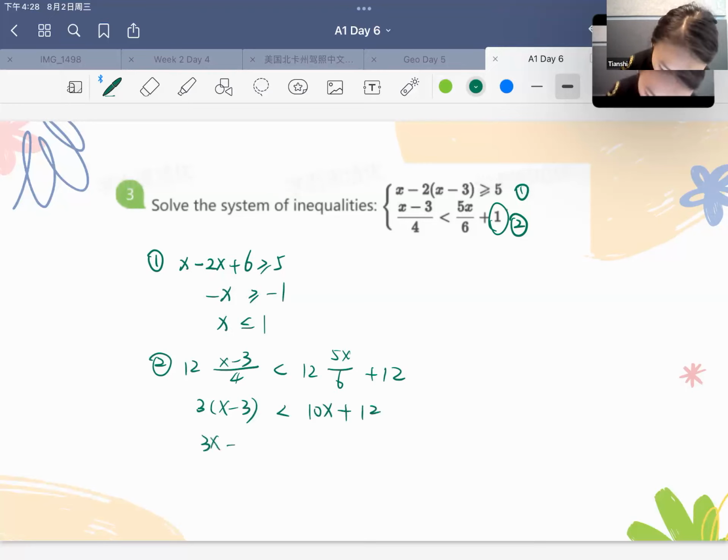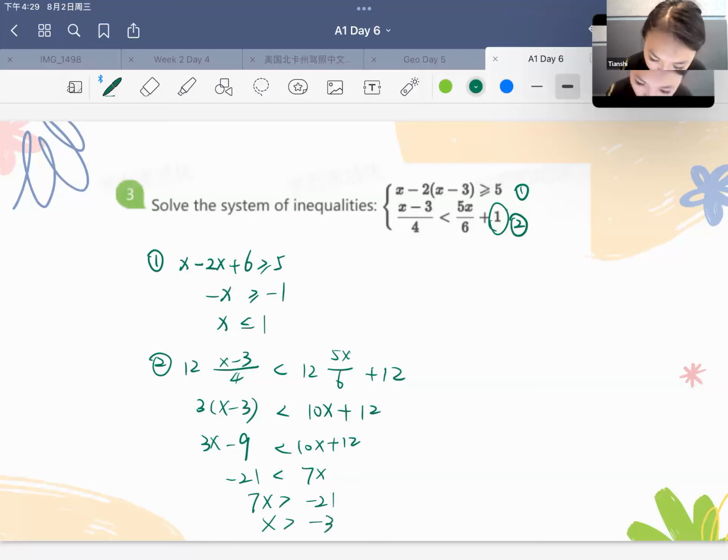And we need to open up the parentheses and do the calculation. So here we have 7x, and here we have negative 9 minus 12, which is negative 21. So 7x is larger than negative 21, so x is larger than negative 3. For the system of inequalities, it means that x needs to meet both conditions. So we will have x is larger than negative 3, and also x is smaller than 1.